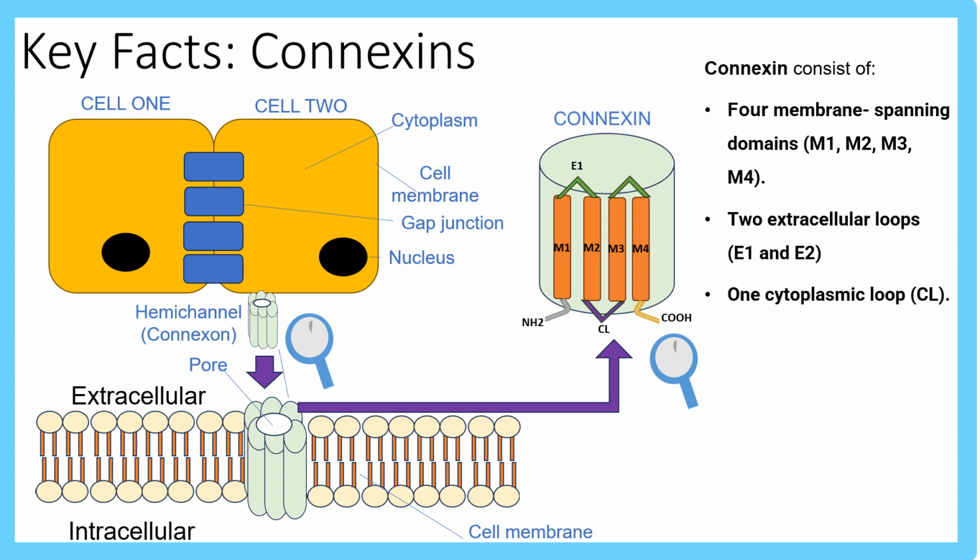Looking more closely, within each of those connecting proteins, you can find 4 membrane spanning domains: M1, M2, M3, M4. You also have loops: E1 and E2 extracellular loops, and you also have the cytoplasmic loop. On one end you have NH2, and on the other end COOH. These are the 2 main functional groups found within the amino acid structure. Amino acids are the building blocks, or monomers, that form proteins.